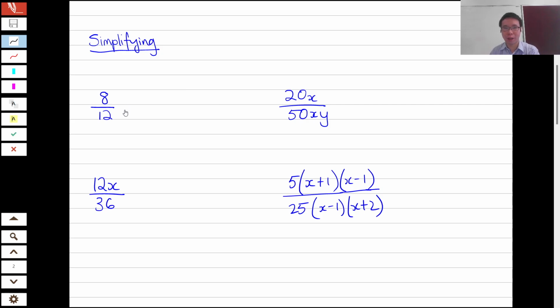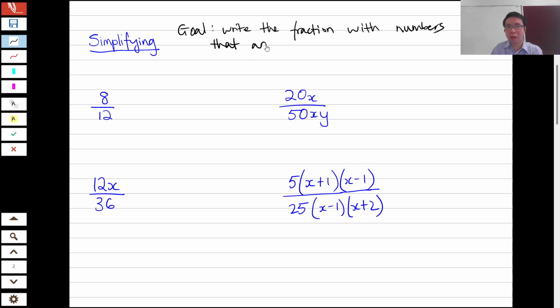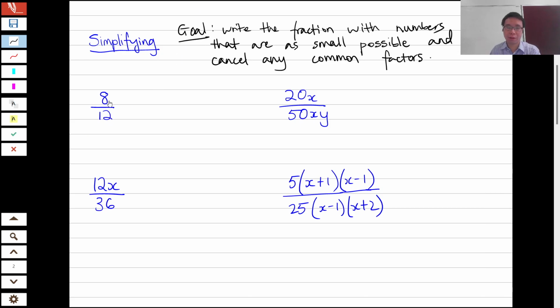I'm going to start with a very simple fraction, 8 on 12. And just by way of reminder, when I say simplify, my goal is to write the fraction in such a way so that the numbers are as small as possible without changing the value, and cancel any common factors. Okay, so we'll start with 8 on 12.